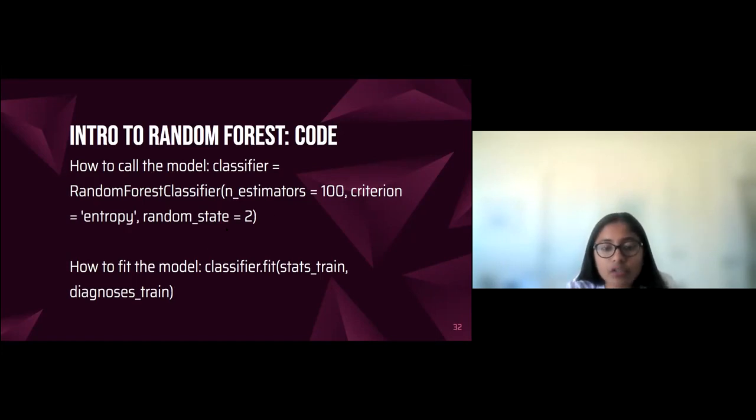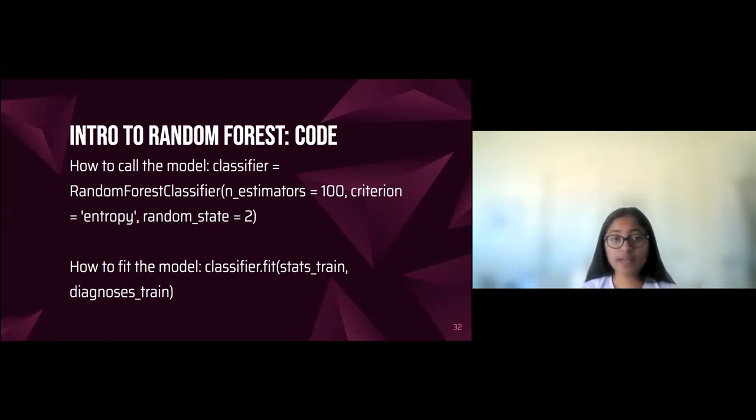And random state equals 2 is just what I found through trial and error works best. I don't really have justification for that, but it works. So yeah. And then how you would fit the model, because you basically created the model, but you haven't fit it to your training data. So it's not going to be very accurate right now.